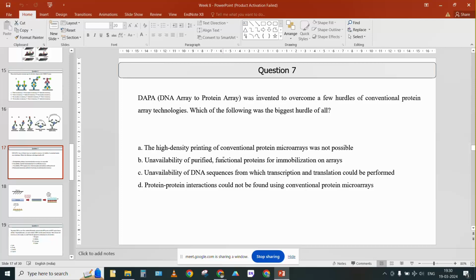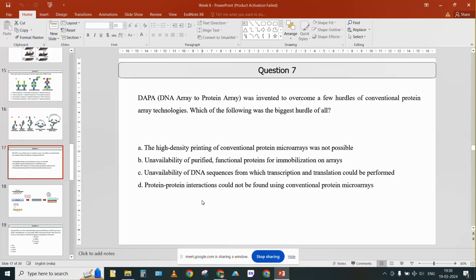DAPA was invented to overcome a few hurdles of conventional protein array technologies. Which of the following was the biggest hurdle of all? The options given here are: A, the high density printing of conventional protein microarrays was not possible; B, unavailability of purified functional proteins for immobilization on arrays; C, unavailability of DNA sequences from which transcription and translation could be performed; D, protein-protein interactions could not be found using conventional protein microarrays.